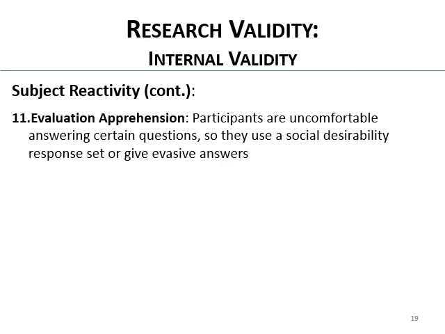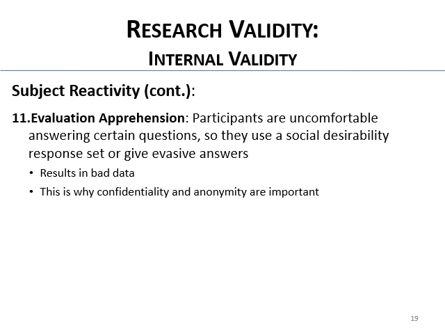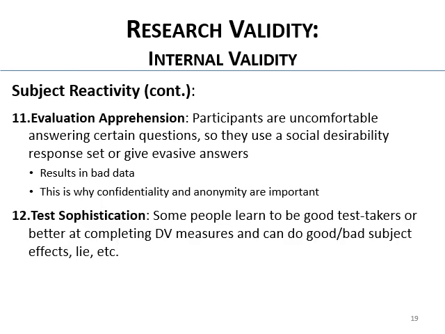So then, continuing with subject reactivity, evaluation apprehension is when participants are uncomfortable answering certain questions, so they use a response set, such as the social desirability response set, or they just give you evasive answers. The result is bad data, of course, and to reduce this, you want to ensure confidentiality and, if you can, make data anonymous when you're collecting things, particularly when you're studying subjects that are sensitive.